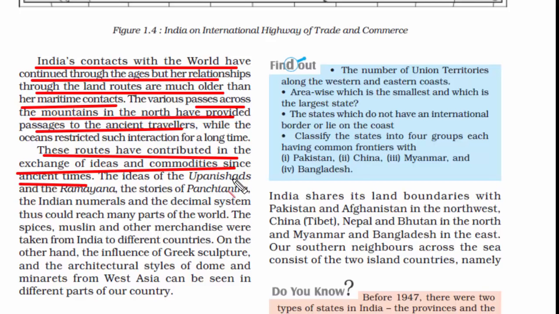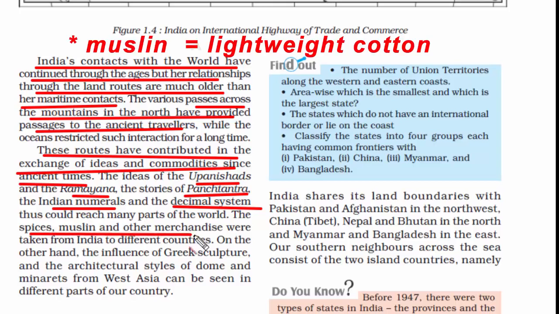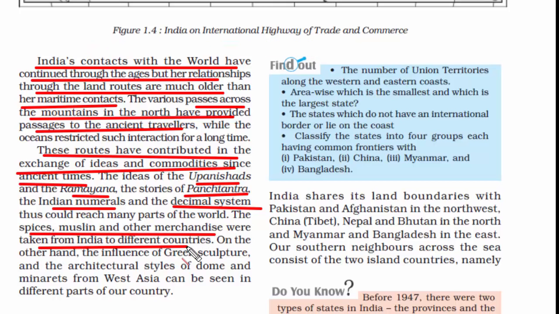It's like how you go to your friend's place who is living in a different state, and when you visit them you exchange ideas, you exchange gifts, you discuss about each other's lifestyle. So in the similar fashion, in ancient time they used to exchange ideas and commodities, and this was solely possible because of these routes. Some of such ideas are Upanishads, Ramayana, the stories of Panchatantra, the Indian numeral and the decimal system. All this could reach many parts of the world. And then there were some commodities like spices, muslin and other merchandises taken from India to different countries.